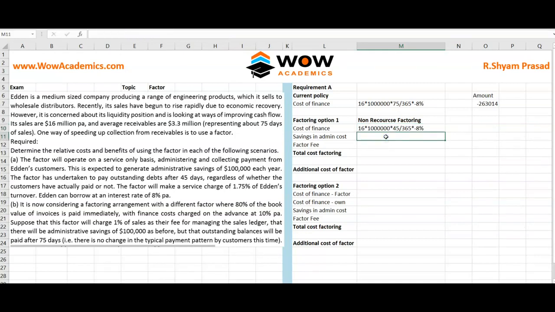And next we'll move on to the savings in administration cost. This is expected to generate administration savings of 1 lakh. So 1 lakh is a positive number. So the next one is the factor fee. The factor fee is 1.75% of the turnover. So we'll take this number and we can simply multiply. Of the sales, the factor will take 1.75 as the fee. So we can copy and we can now do the answer.